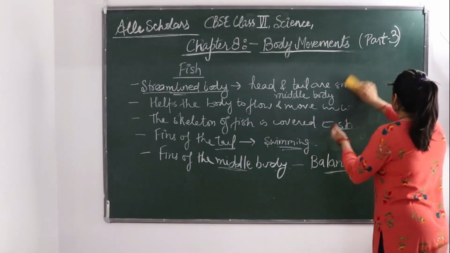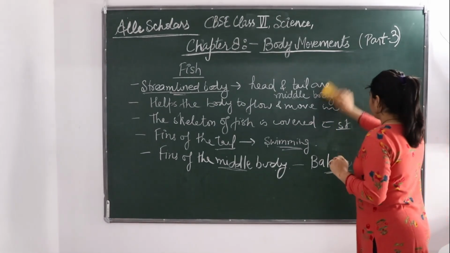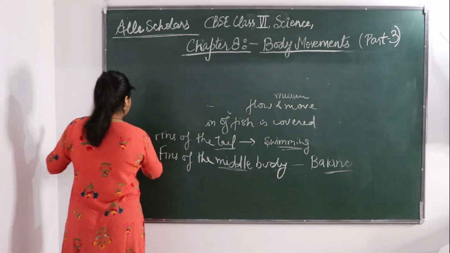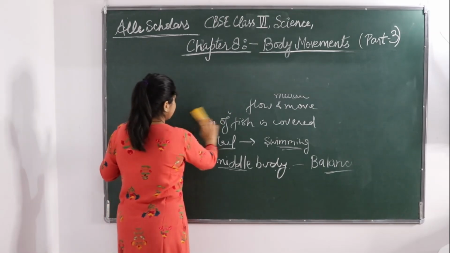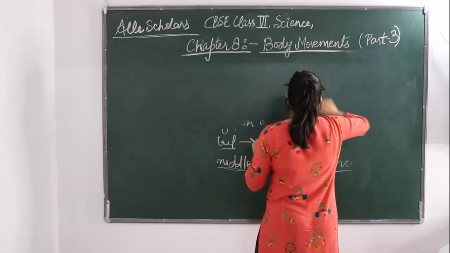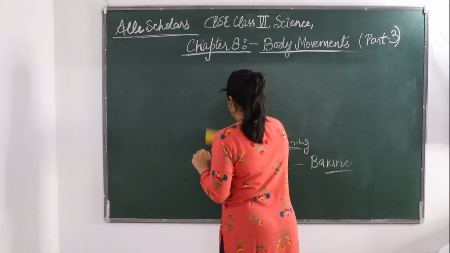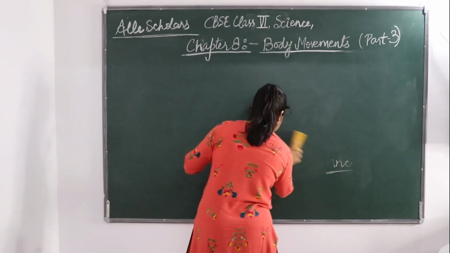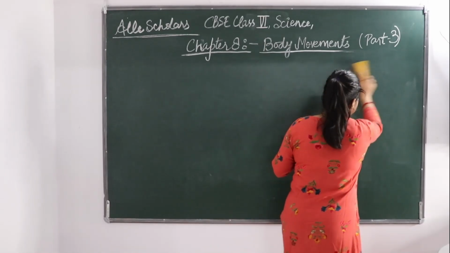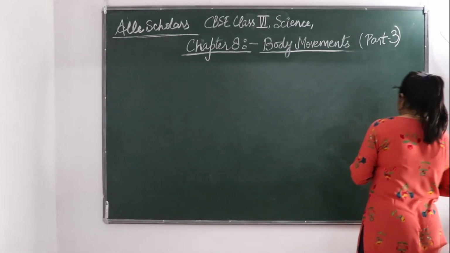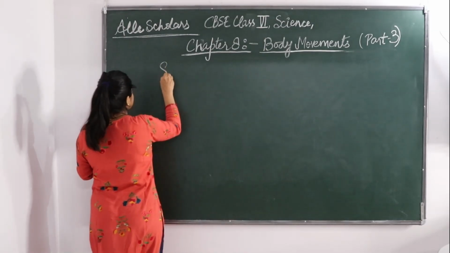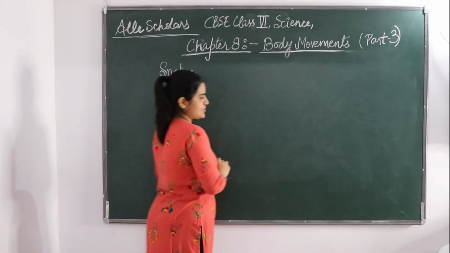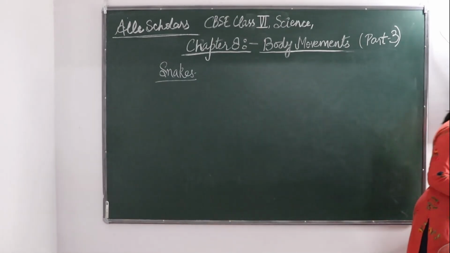So next we will see for the snakes. This was about fish, movement of fish. Now the movement of snake. Okay? फिश का मूवमेंट देखिए, फिर स्नेक का देखते हैं.